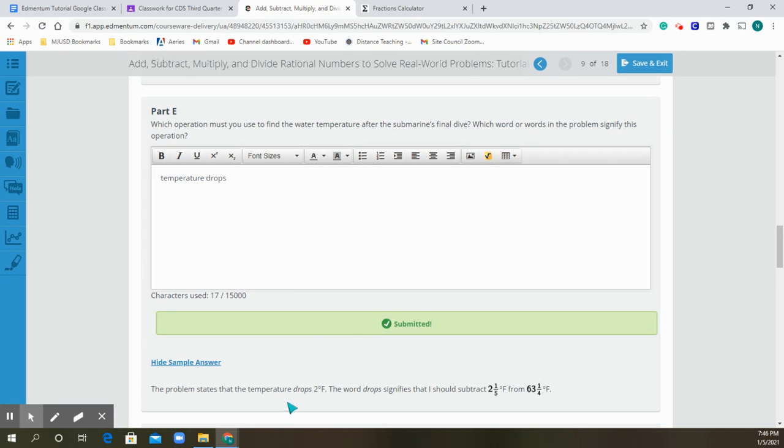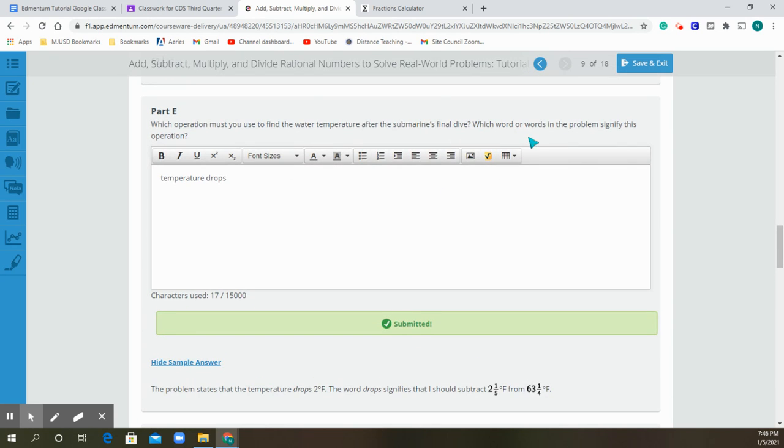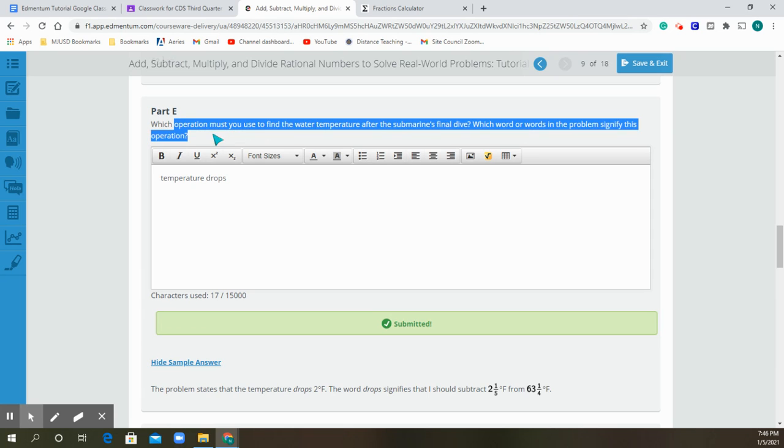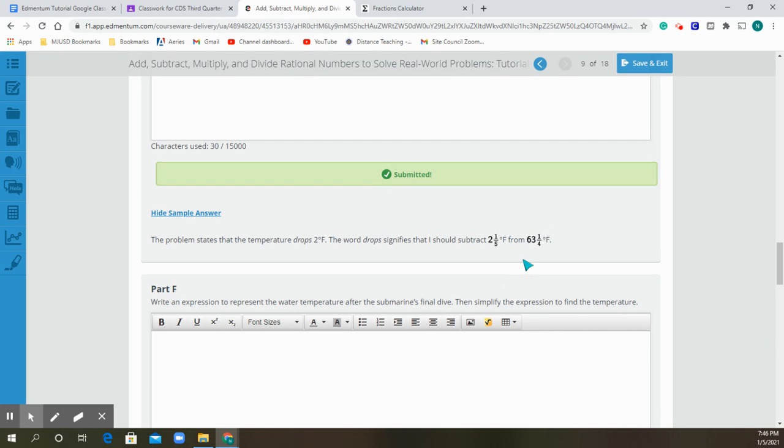The problem states that the temperature drops. This is a typo. It should be 2 1/5 degrees. The word drop signifies that I should subtract. Sorry, I forgot that. Which operation? Subtraction. It's important to know what operation you need to do. So how do we subtract 2 1/5 from 63 1/4?